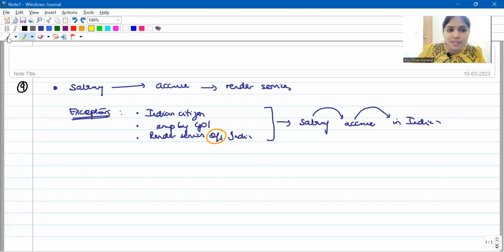Crystal clear with my first concept, everybody? Yes, keep the participation in the chat box proper. Keep it very participative, guys. Till here you've understood, right? This was the first concept.